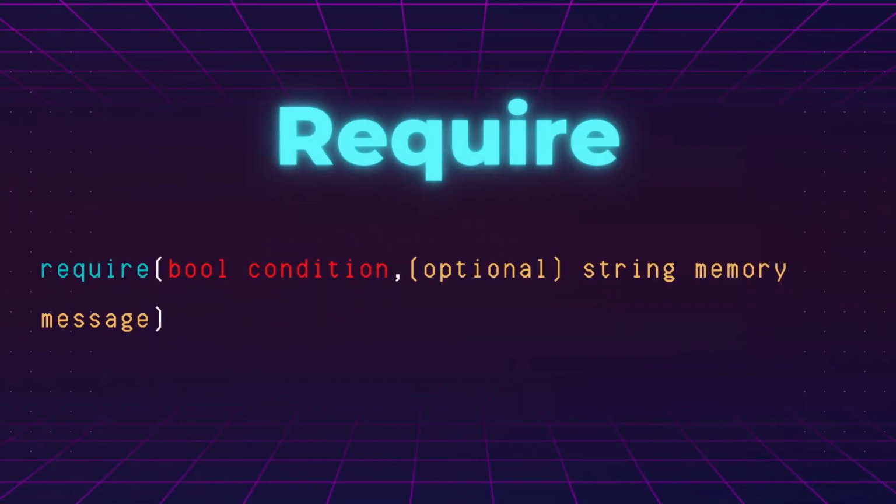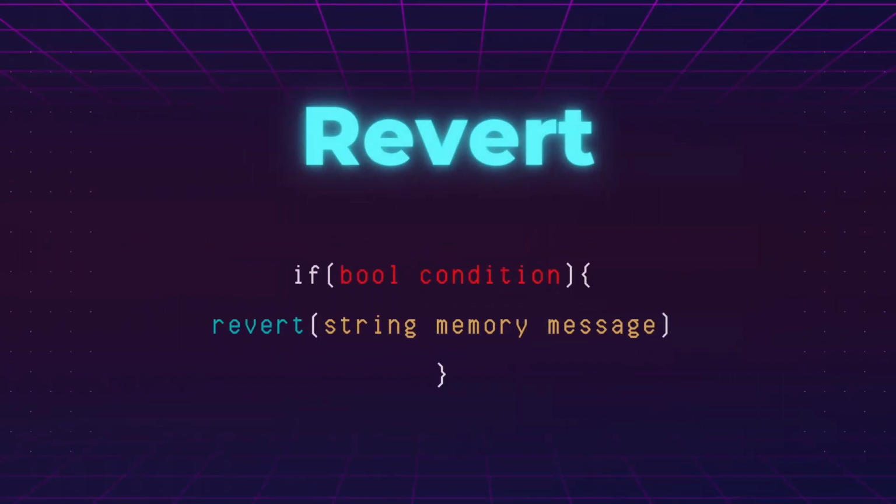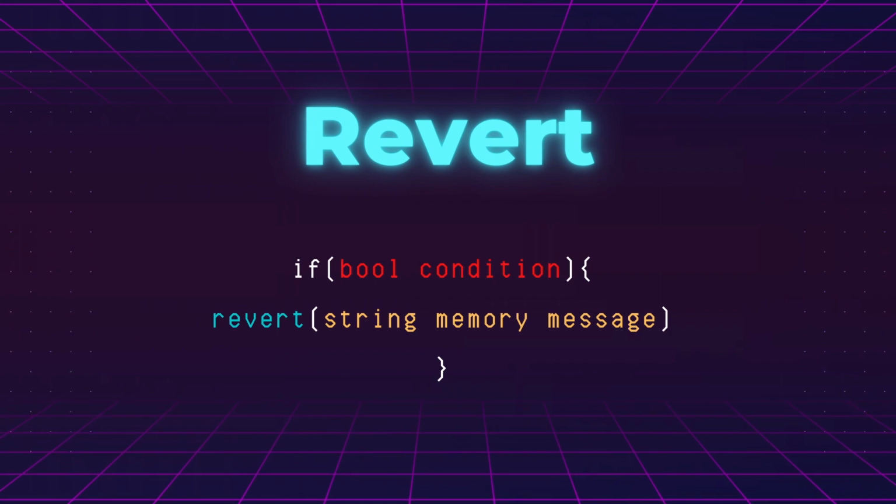Require has syntax require bool condition and an optional string memory message. This will revert changes as well as refund remaining gas and optionally return a debug message for the error as well. Revert, unlike the other two, does not take a boolean condition parameter but has the optional parameter to return a debug message. Therefore, its syntax looks like revert string memory message. This requires the use of an external condition statement like an if condition and is more expensive than require.